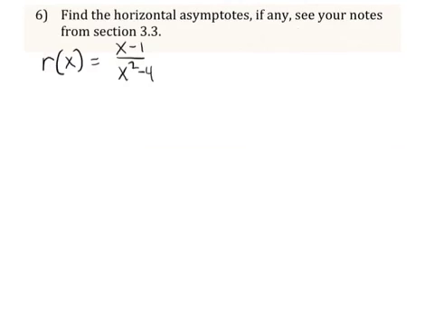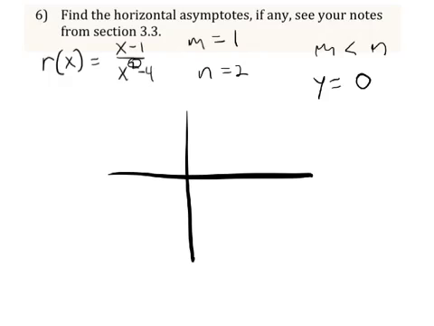Alright, we want to find the horizontal asymptotes, if any. You should have notes on this from the previous section, but our m is the power of our numerator, and our numerator's power is 1. So m equals 1, and the n is the power from our denominator, so that equals 2. So m is less than n, so we have a horizontal asymptote at y equals 0. So I could draw in an asymptote right along the x-axis. y equals 0 represents that asymptote.